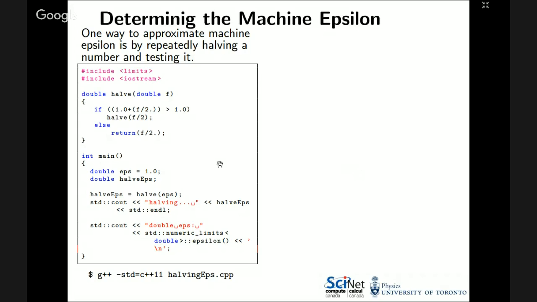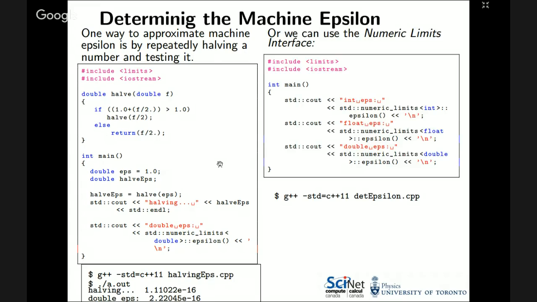In any case, I compile and run this program, and I'm getting that halving the value, the smallest value is 1.11 times 10 to the minus 16. And then I have another one. Remember the numeric limits templates that we saw before? It has a member function called epsilon that tells you the machine epsilon, and it says that it's 2.22045 times 10 to the minus 16. So roughly, I get the right order, 10 to the minus 16, and roughly half of the number.